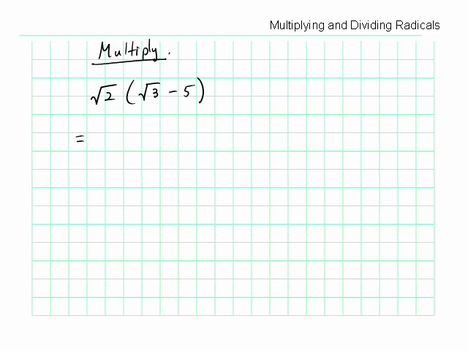Okay, in this example, we're just going to actually distribute. The square root of 2 times the square root of 3 is the square root of 6, minus the square root of 2 times 5. Now notice the 5 is not under a radical, so the 5 is on the outside. It's 5 times square root 2, like that. Now since I can't simplify the square root of 6, these are not like terms, they are unlike terms. I cannot add or subtract them, and so that's my answer. I can't do anything else with that.